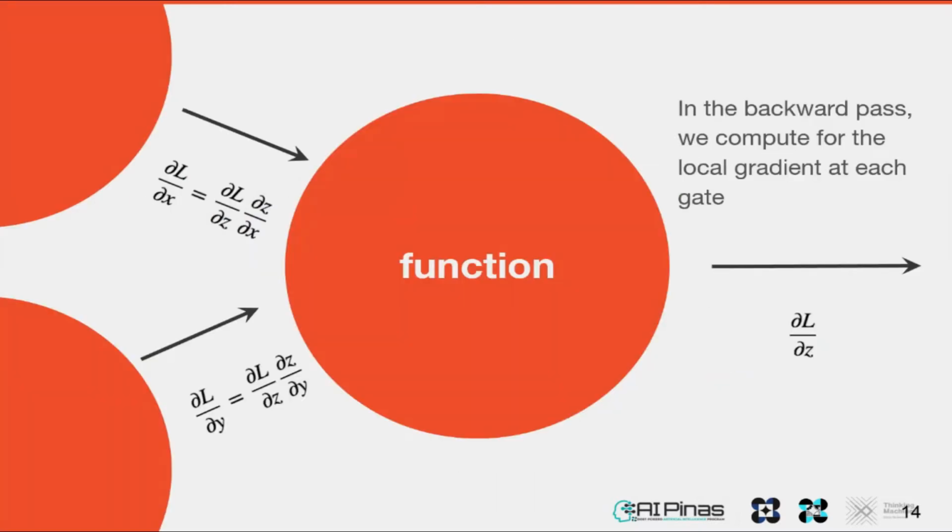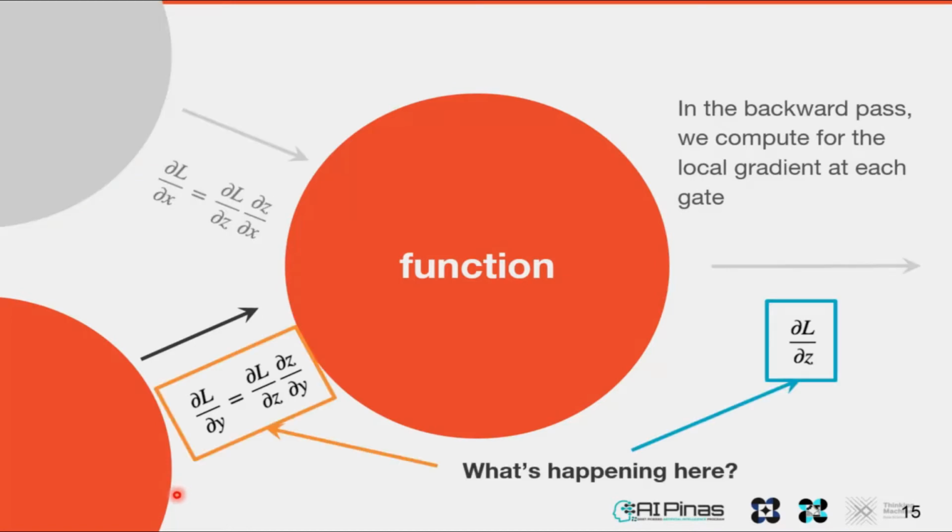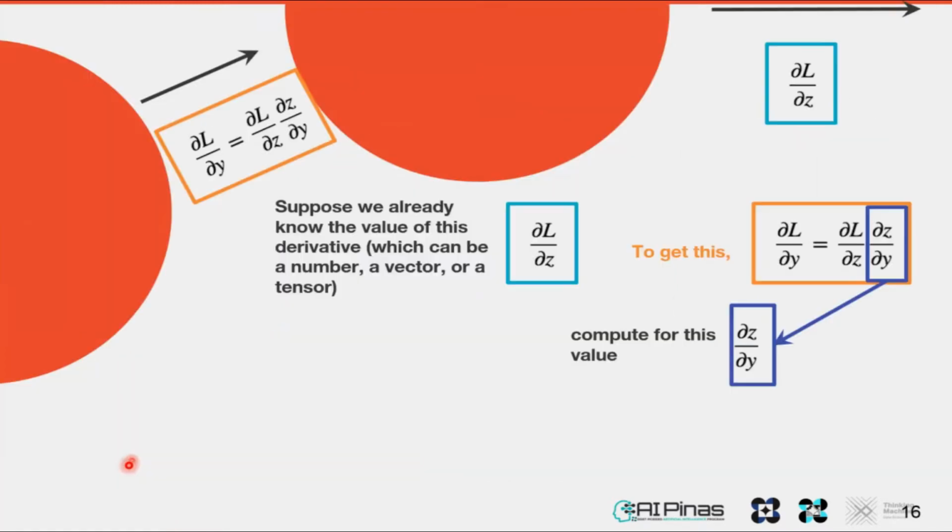So in the backward pass, we will compute the local gradient at each gate from left to right. And when I say local gradient, what is the gradient of the main function f with respect to the function in this gate? We can use this mathematical notation to describe the process. Let's first focus on these two expressions and see how we use them to compute the local gradient. Take note that dl over dz is the local gradient for this function, and dl over dy is the local gradient for this function.